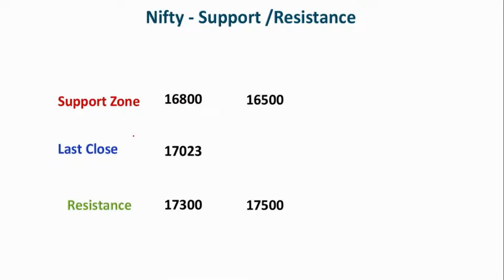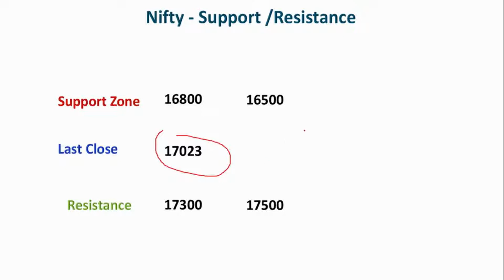First, we'll find the strongest support and resistance zones of the Nifty. The last close of the Nifty is 17,023. The nearest support zone is 16,800 followed by 16,500. These are the levels where put option sellers strongly believe the market will not breach further. The nearest resistance zone is 17,300 followed by 17,500. These are the levels where call option sellers strongly believe the price will not penetrate further.